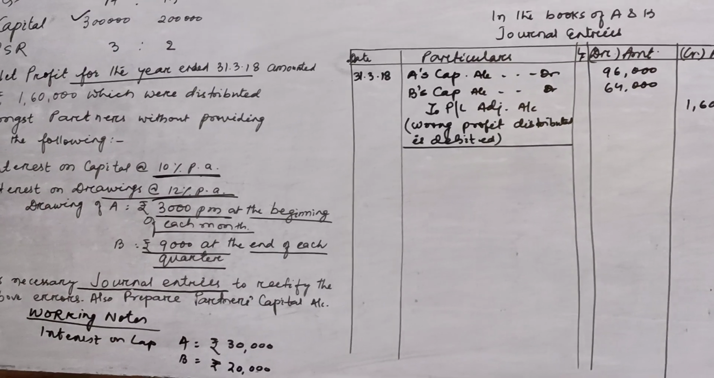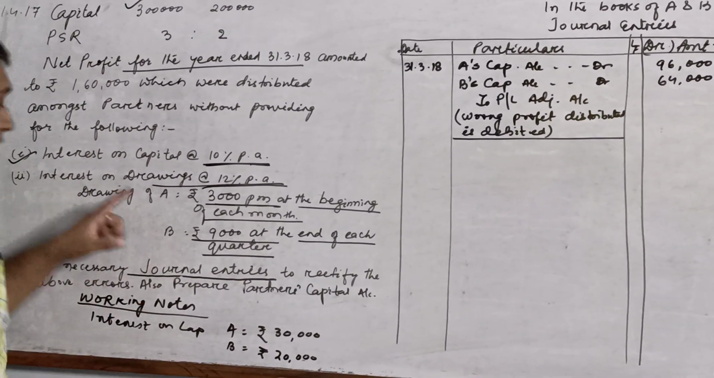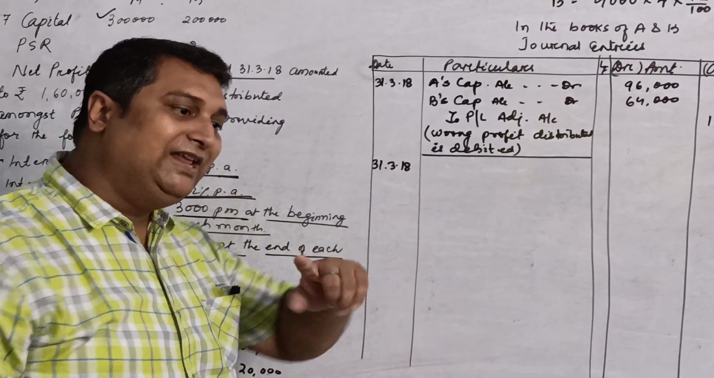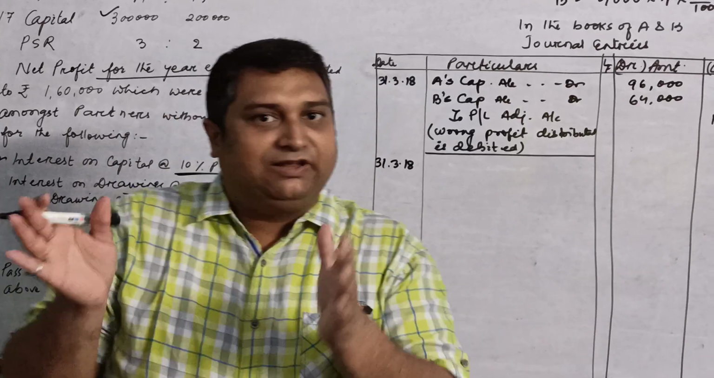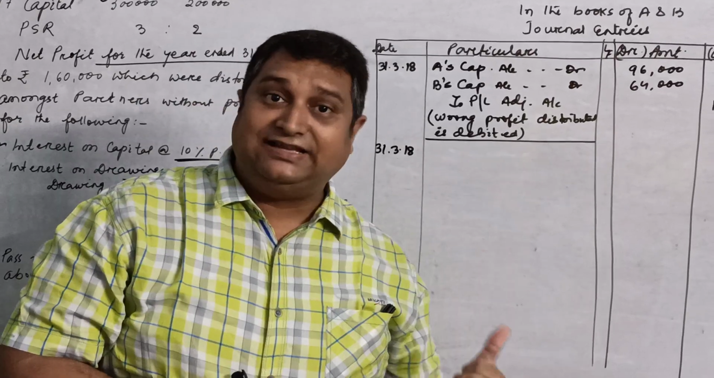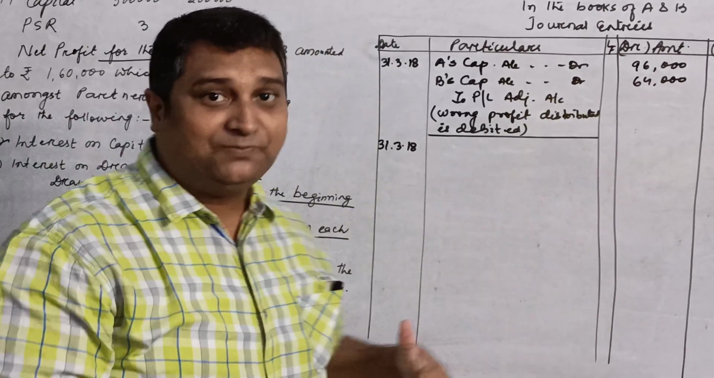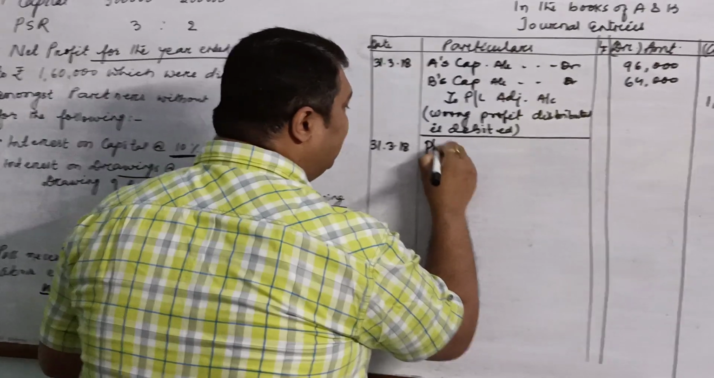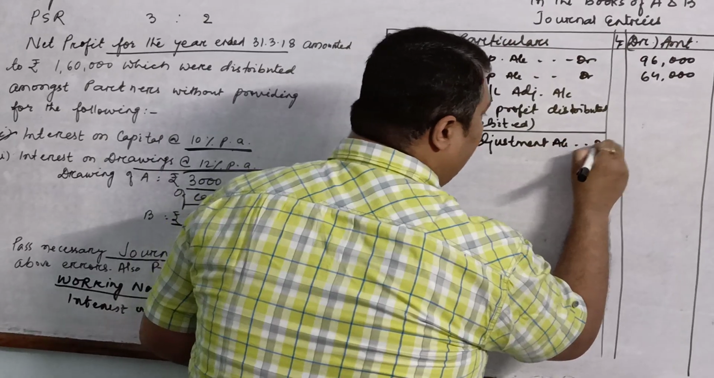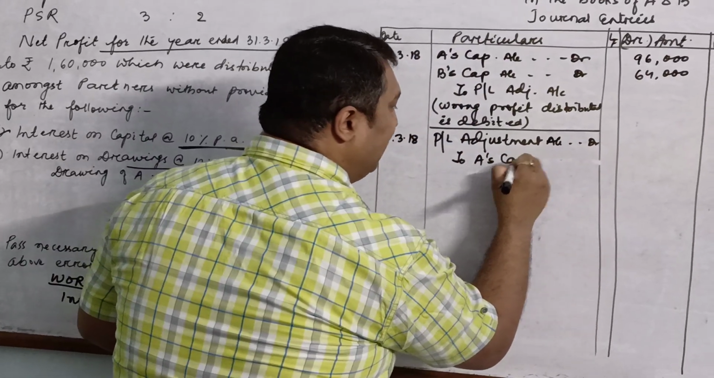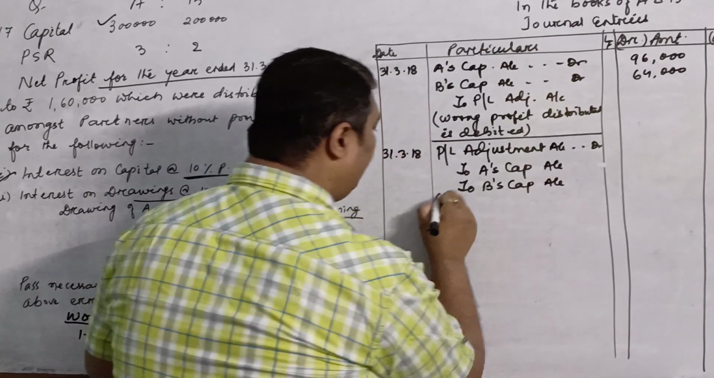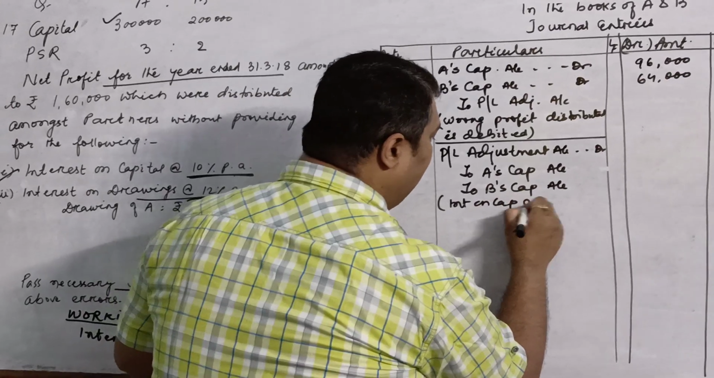Now we will go for the provisions which we have not allotted for. The first one was interest on capital. Once again, what you have to understand is that interest on capital is given by the firm to the partners. So partners' capital will increase, and as I just told you, if you have to increase the partners' capital, their names must be on the credit side. So what will come on the debit side? You will write profit and loss adjustment account debited to A's capital account, to B's capital account. Here, interest on capital allowed.